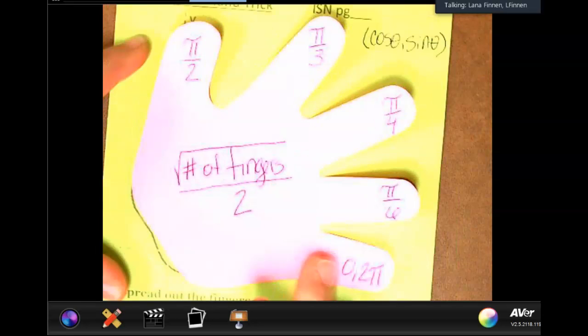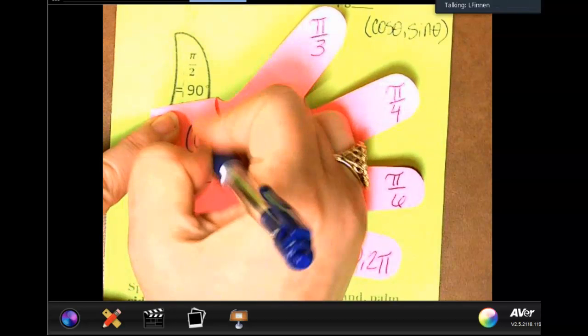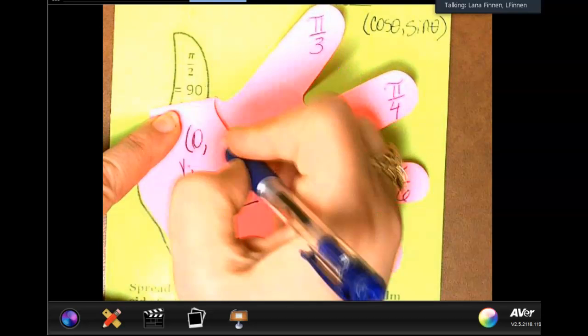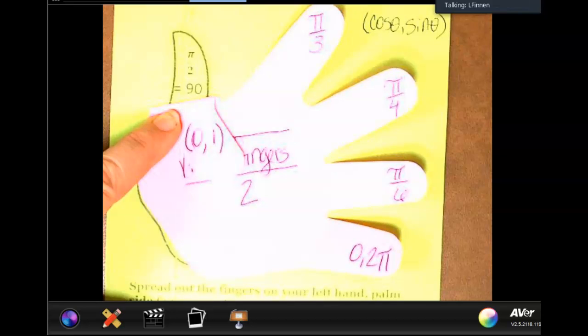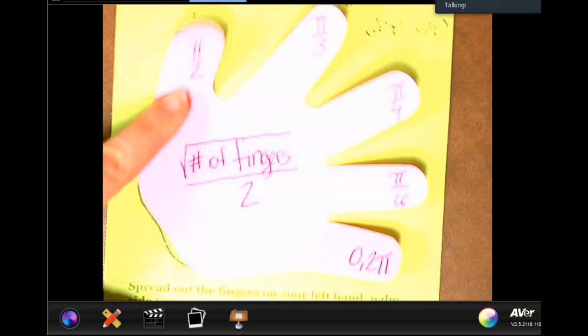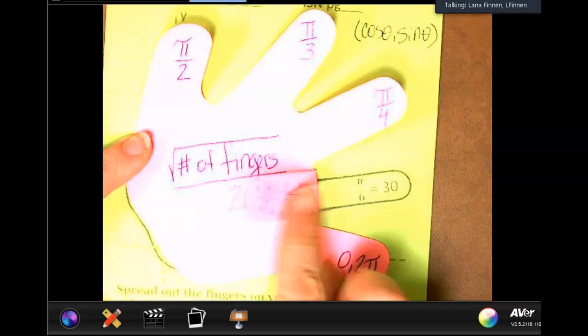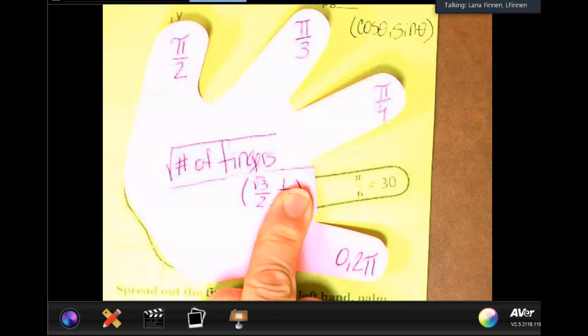So then when I do my thumb, to the left of it I have no fingers. So that's 0. To the right of it I have 4. Square root of 4 is 2 over 2 is 1. So even if you could get the 0 in the right place, you know the other one is 1. So with this, then, what is the cosine of pi sixths? I would take my ring finger, boom. Cosine of pi sixths, square root of 3 over 2, right?